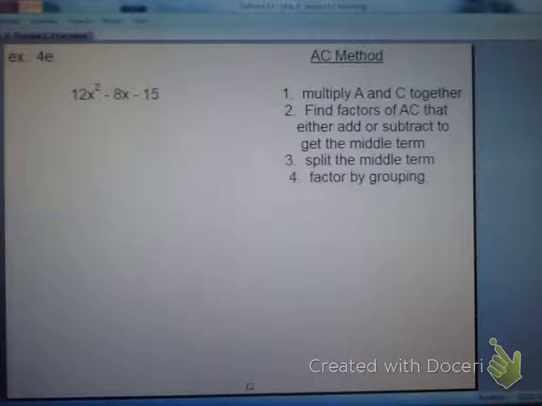Now look at this exact same trinomial. We're going to do what's called the AC method. When you have multiple factors of the first term, your A, and multiple factors of your C, remember the standard form is ax squared plus bx plus c. So that's what I'm talking about with A and C. What you do is you multiply the A and C together. 12 times 15 is 180.